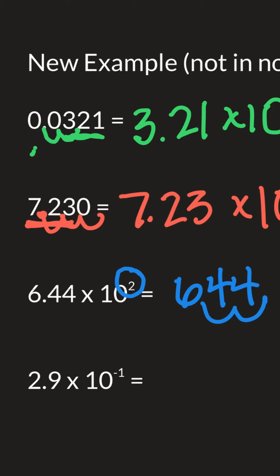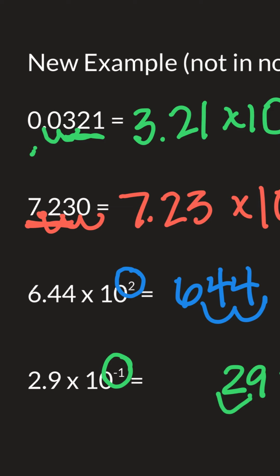Finally, on the last one, this is a negative exponent, which means we're going to make the number smaller, make it a decimal number. So I write the 2 and the 9. Now, if the decimal was here, I'd make 1 jump over, the number simply becomes 0.29, and that's it. So hopefully this helps you.